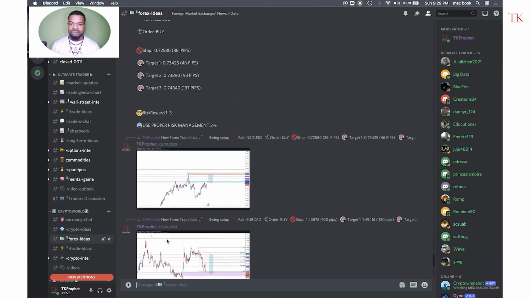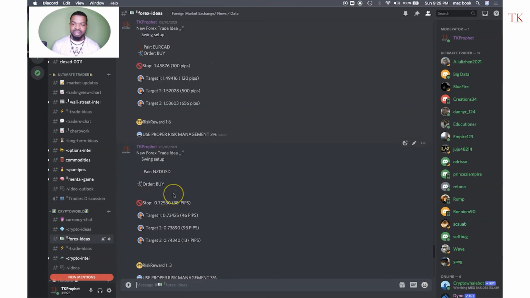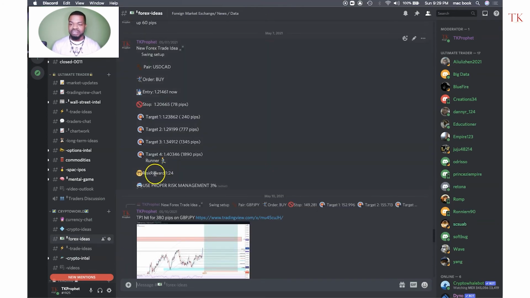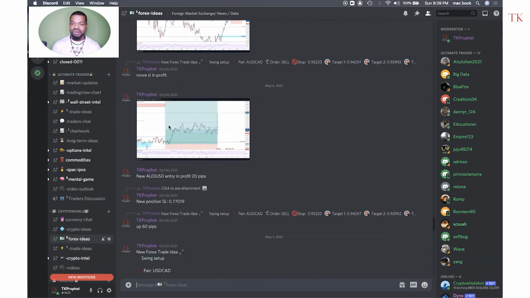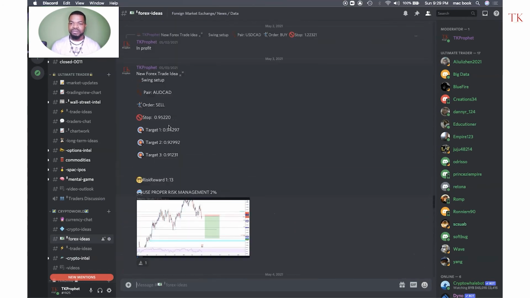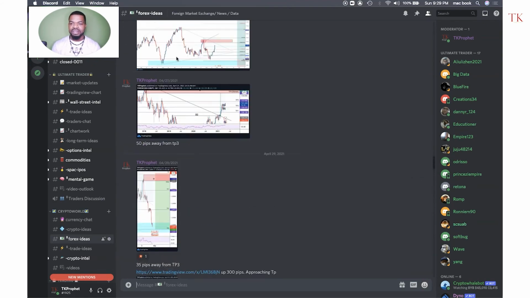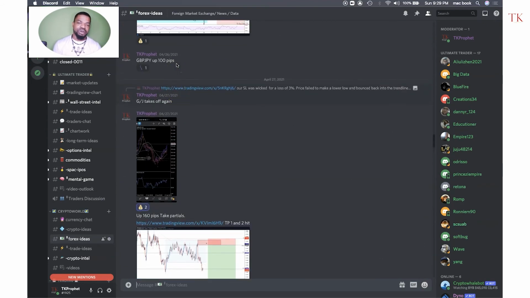Majority of them have risk rewards like, well, that one's 1 to 3, this one's 1 to 6, this one is 1 to 24, 1 to 8. And that's just an example of risk reward.